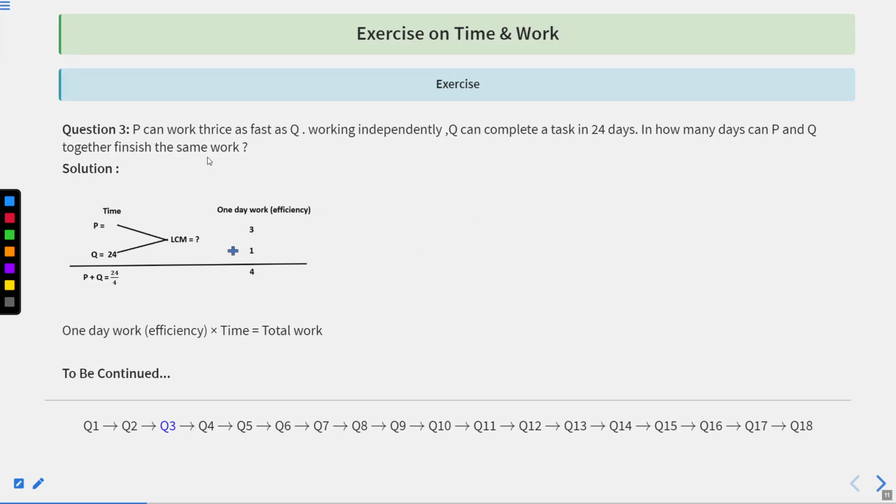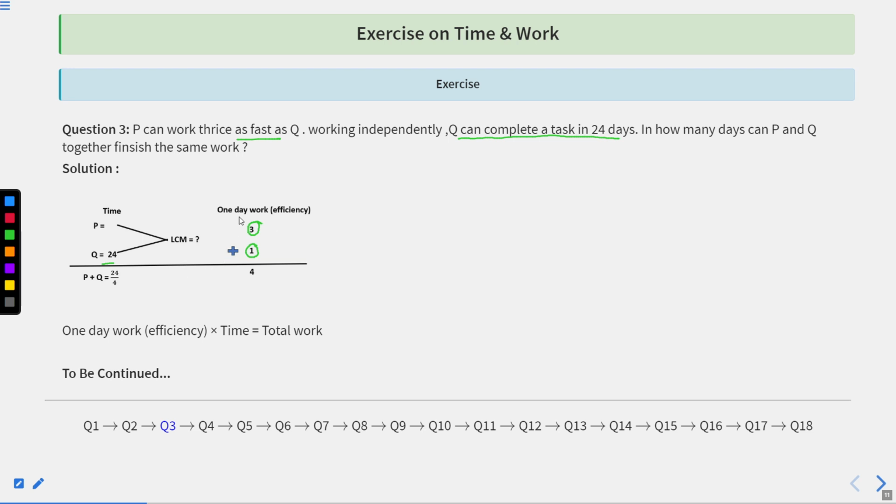Now, it is given that P can work thrice as fast as Q. That means if the work efficiency of Q is 1, that is, if Q can complete 1 unit of work in a single day, then P will do 3 units of work in a single day. And it is also given that Q can complete the task in 24 days. That means Q equals 24 in this time section, and combined they can do it in, that we have to find out.